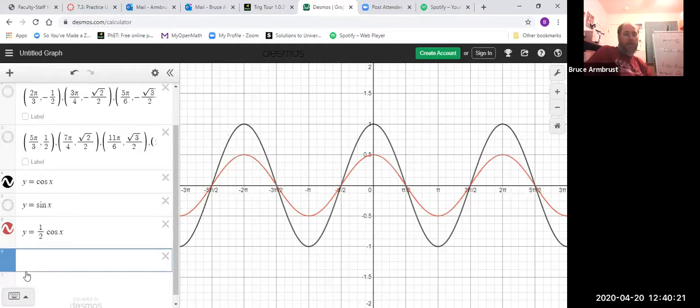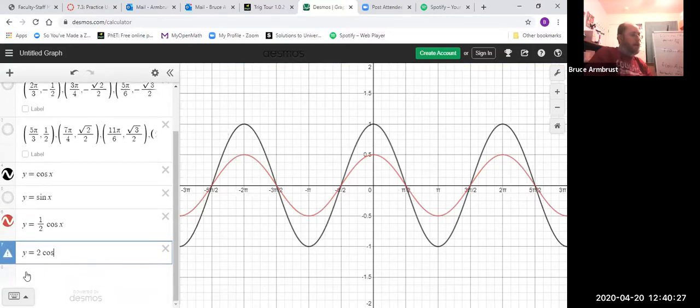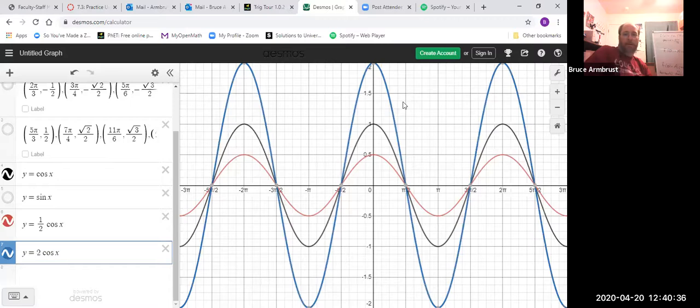Similarly, what if I drew one that's y equals 2 cosine of x? So now what we should see is our amplitude should become 2. We should go from the center line up 2 and down 2. And so now this is kind of our blue graph. And you see that as well. Now we stretch all the way up to 2 and down to -2.